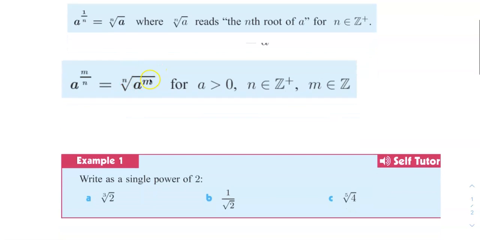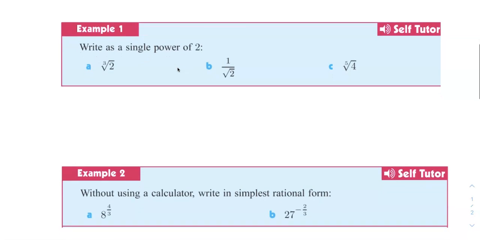If you see something like this, remember what I said: the power doesn't go away. The power stays where it is. It never moves. It's the root that can be rewritten. So this root could look like that, or it could look like that. Root's on the bottom, power's on top. You can rewrite the root, you cannot rewrite the power. Okay, with all that in mind, let's rewrite these as a single power of 2.